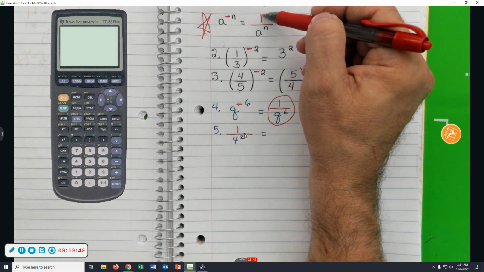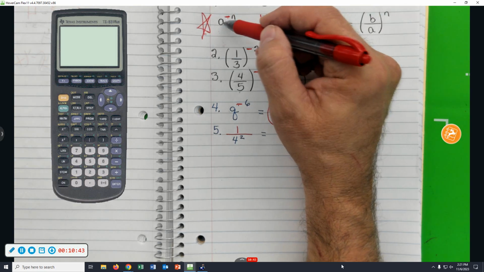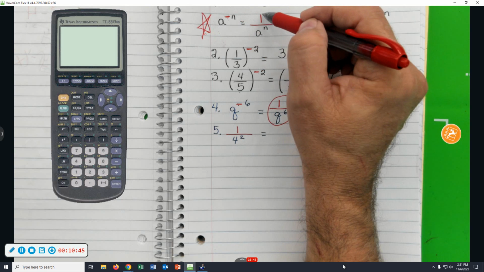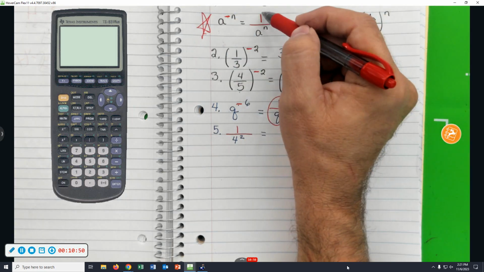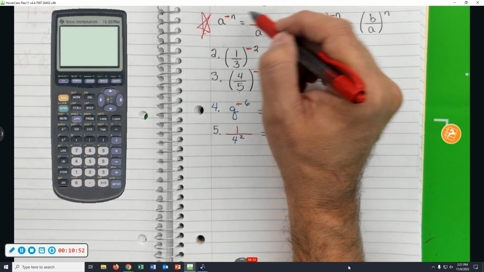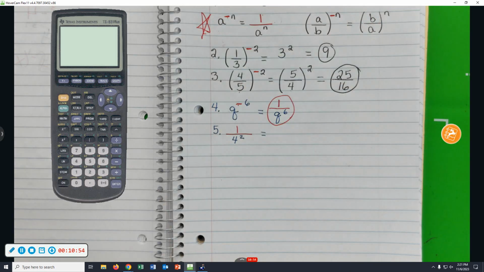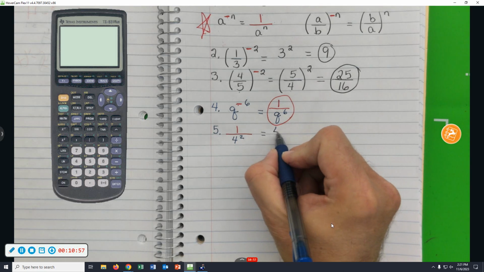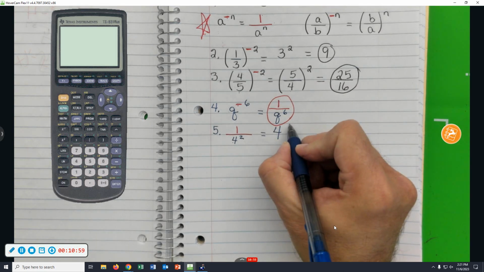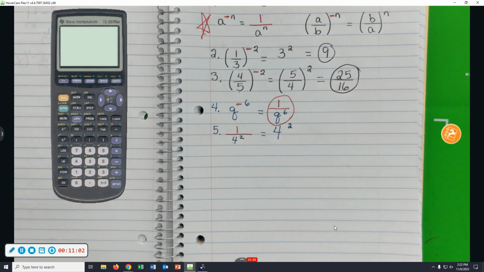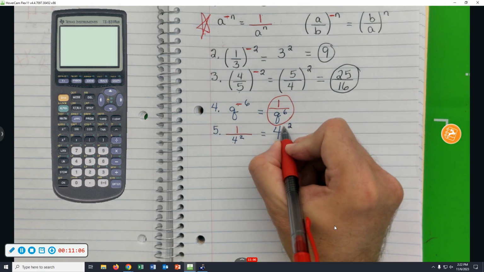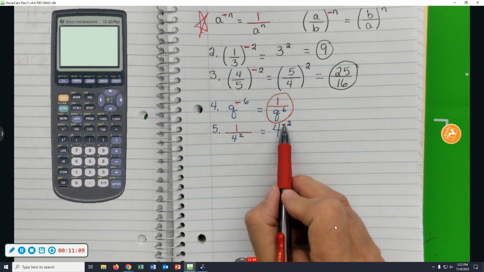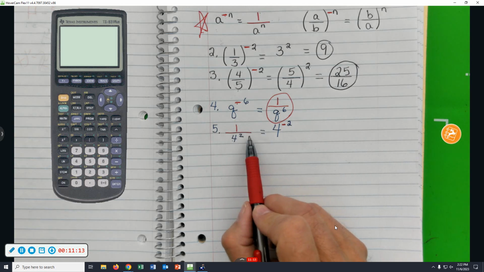When you read it from left to right, it says to get rid of a negative, put a 1 over. If reading the other way, it's saying to get rid of a 1 over, make the exponent negative. So going backwards, I'm going to have a blue 4 and a blue 2. What am I going to put in front of that 2 here? A negative. I'll put a red negative, because this red negative exponent means the same thing as this red 1 over.